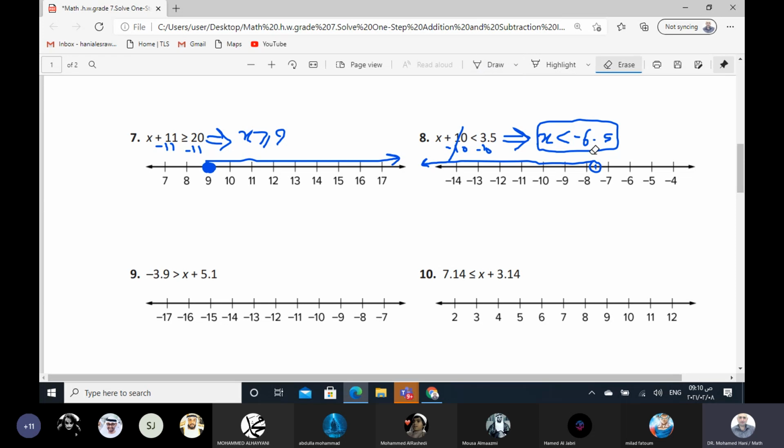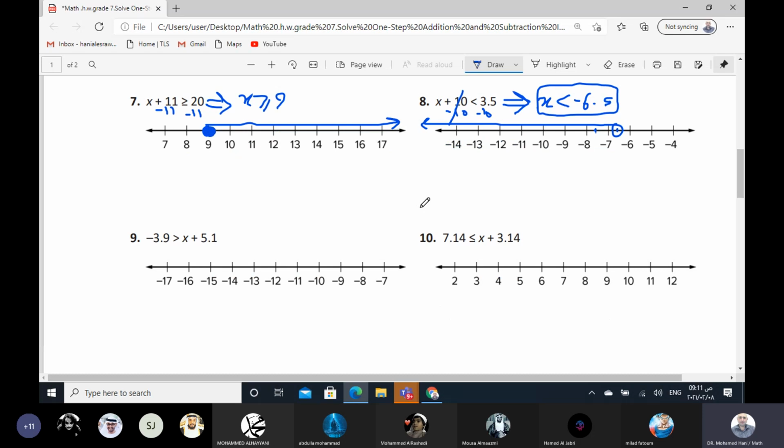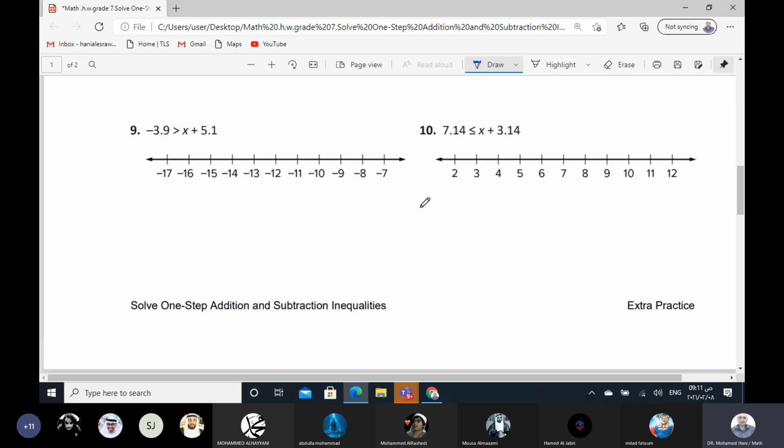So, just here represent 6.5 and here open circle, then the direction to the negative side. Thank you, Milad. Okay, who can solve exercise number 9?